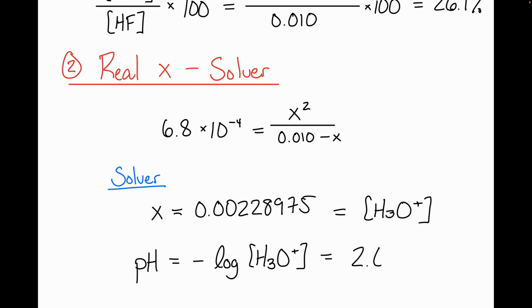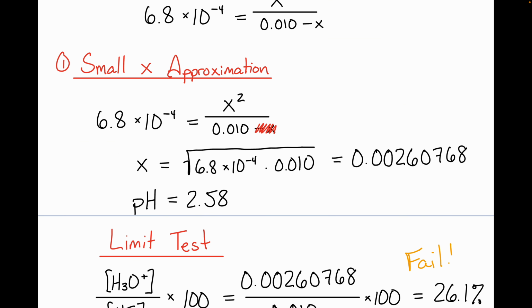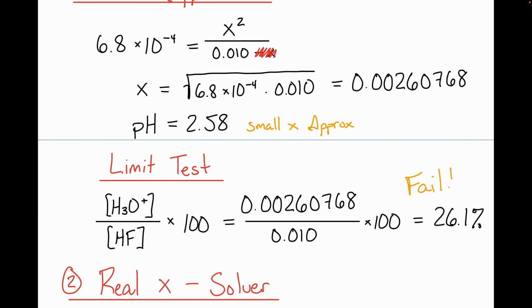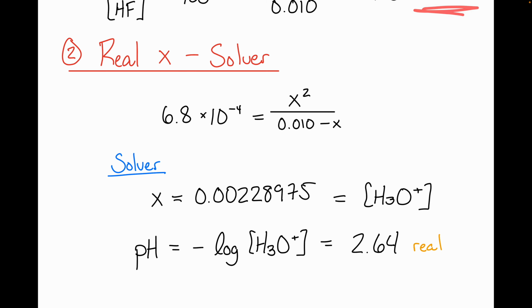2.64. All right, and if we just want to mark that this was our real value here for our pH, if we compare that to our small x approximation value, we can see that they are sufficiently different, right? So I got an answer that was too far off the mark by using that small x approximation. Again, we did our limit test here to indicate that we were too far off, and then we defaulted to our solver function.